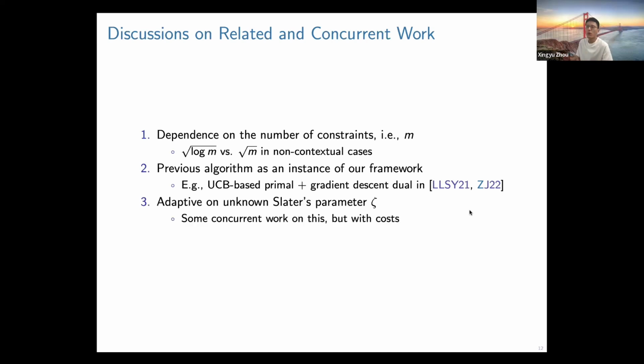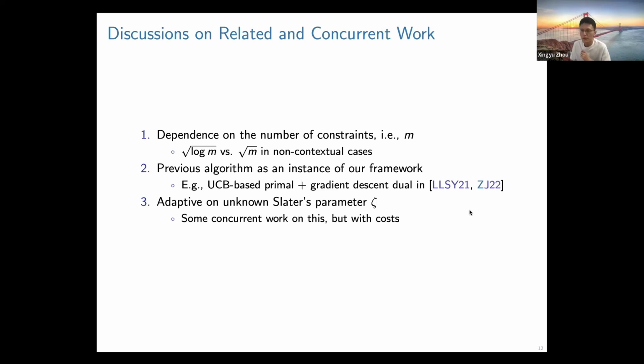The third point I want to discuss is that in our current framework, if you remember, the learning rate eta depends on the Slater parameter zeta. So we have to know zeta in advance to choose the learning rate. Some concurrent work tries to solve this problem and asks: suppose we do not know the Slater condition parameter in advance, can we still achieve root T regret? So we want to be adaptive. We do not want to know zeta in advance.